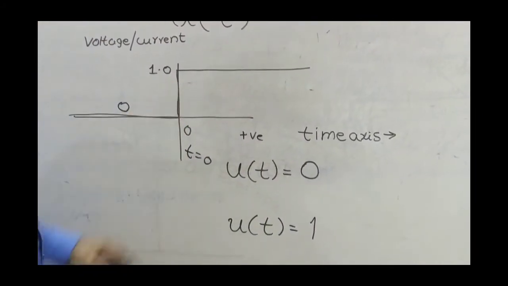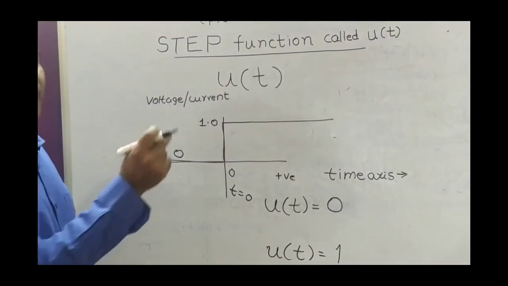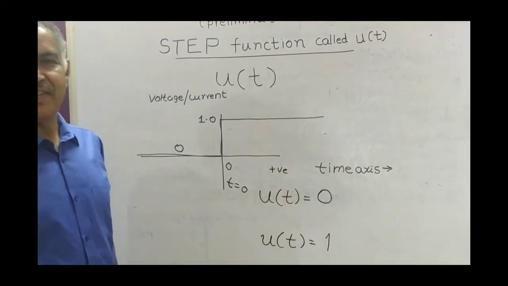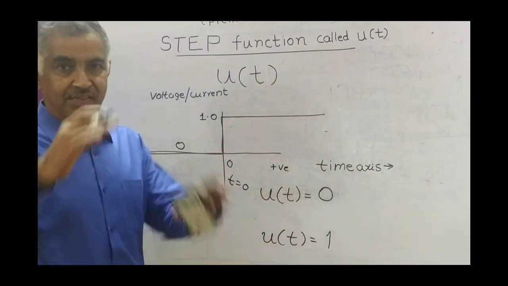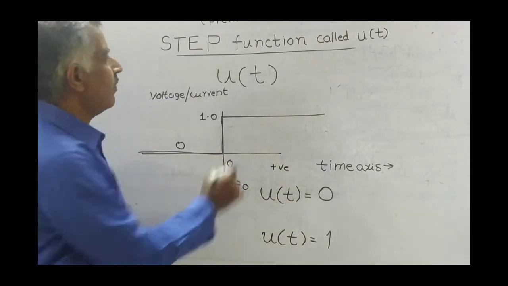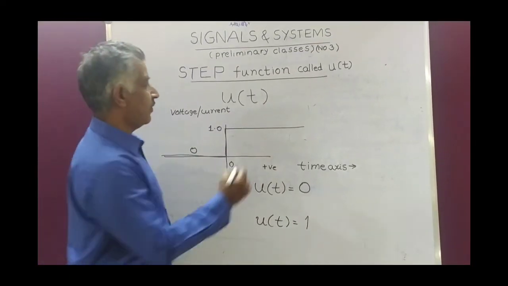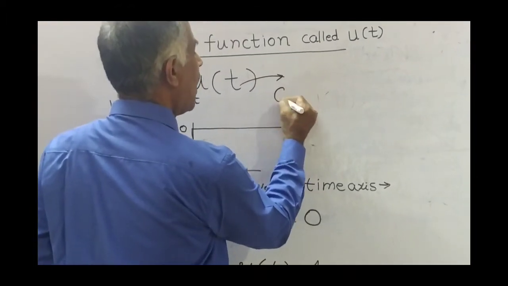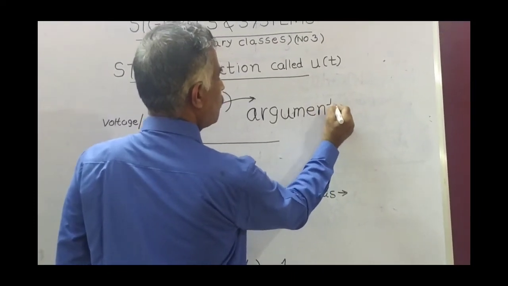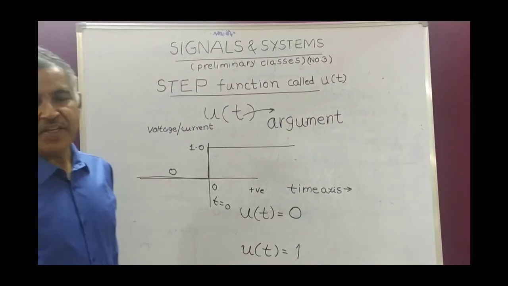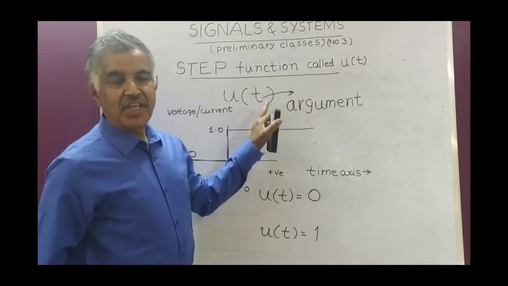This step function is abbreviated as u(t). There is a name for this t. t is the independent variable, time. This is what is called the parenthesis. Within the parenthesis I have written t. This t is called the argument. We used to call this the argument. So the step function is a concept in network analysis. This t is called the argument.